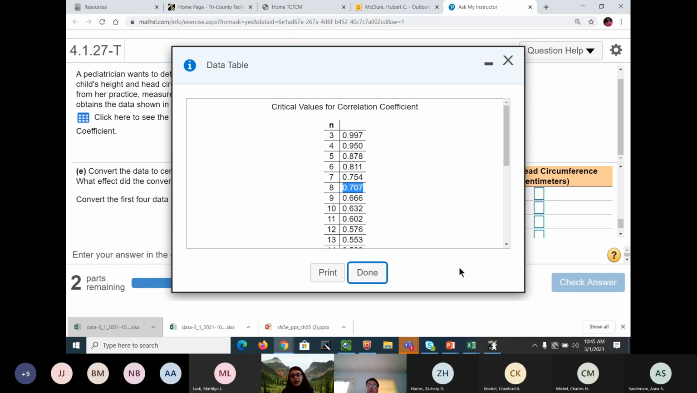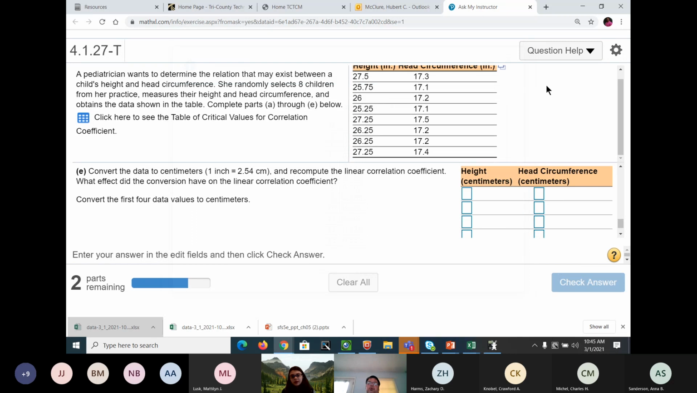How do you know it's supposed to be 8 instead of like 10 or 5? How many points do we have? I counted the points: 1, 2, 3, 4, 5, 6, 7, 8. There's 8 points. Okay, I see.